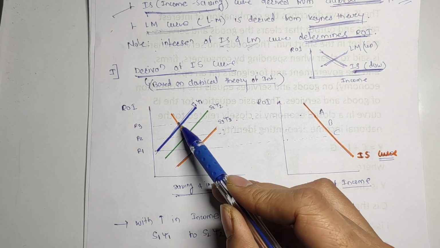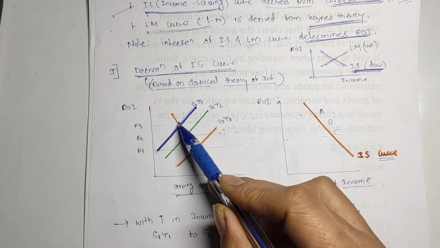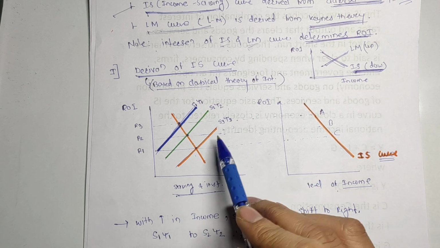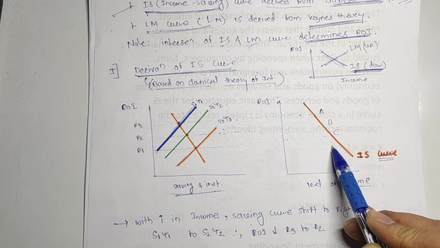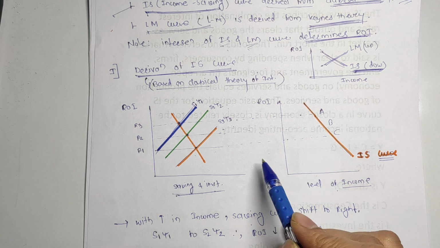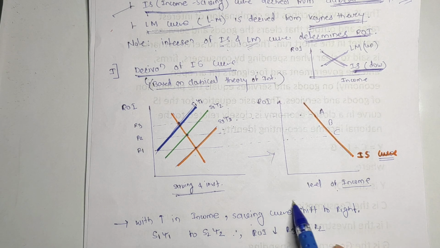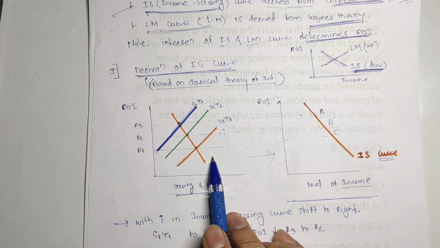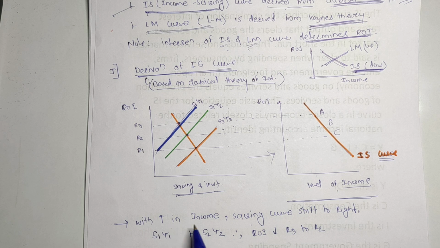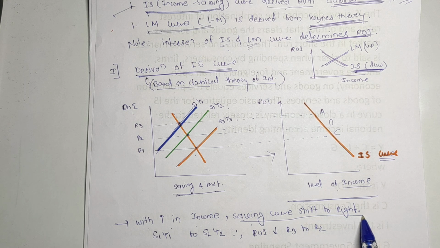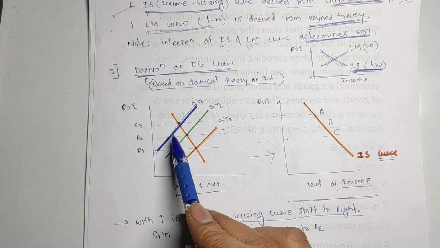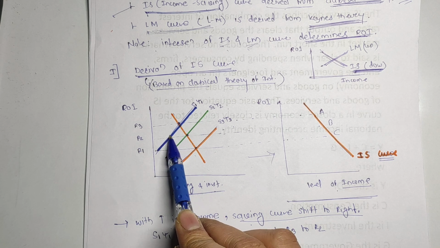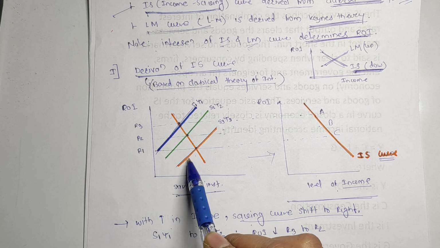This line, that is the intersection at the three points, we come to know that this line is derived and plotted in this second figure, so that you come to know how we have derived this figure from this figure. Okay, see here, when the income is increased, the saving curve will shift to the right. The first saving curve will shift to this, then after that this will shift to the right.